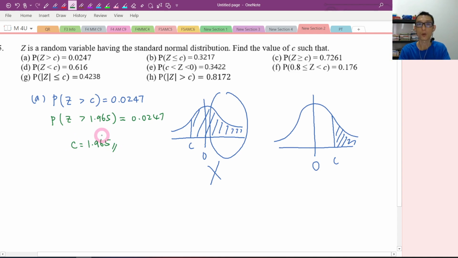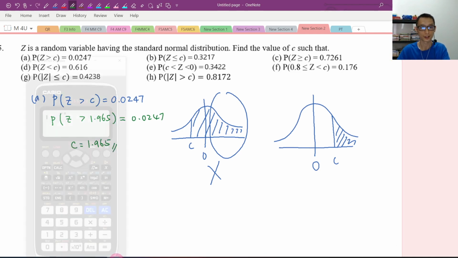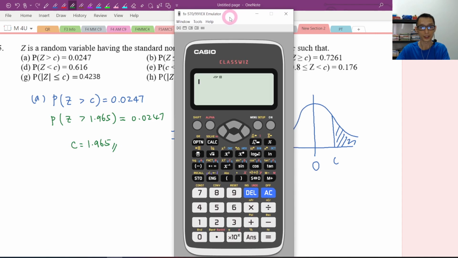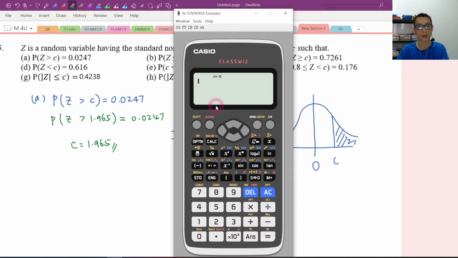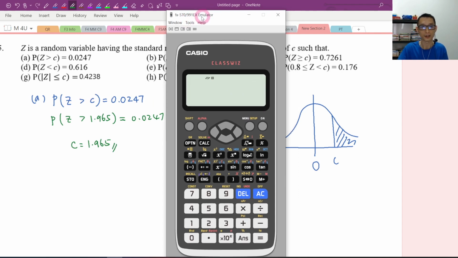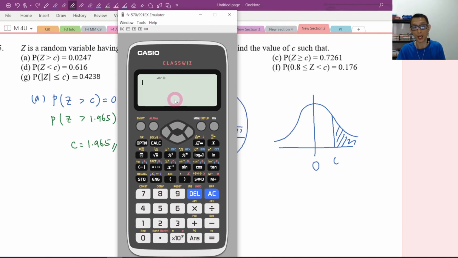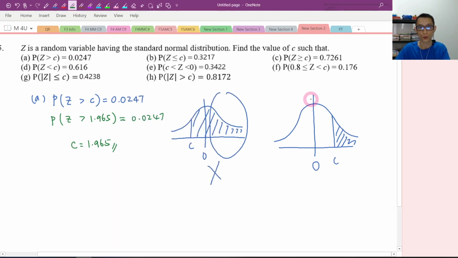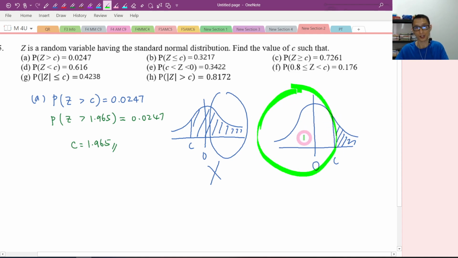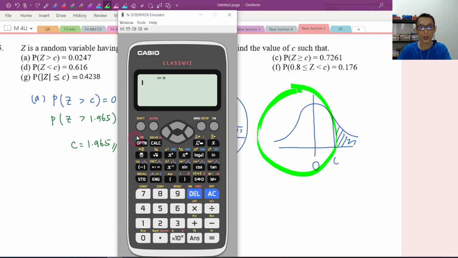So how do we check our answer using the calculator? If you use a calculator, you can do it this way, but the calculator needs us to key in the area less than it. What do I mean by this? Now let's say you want to use the calculator to help you get the range for the Z value. We need to key in the area for this side, less than C. So how do we do so?